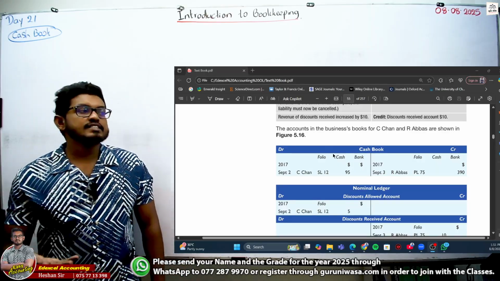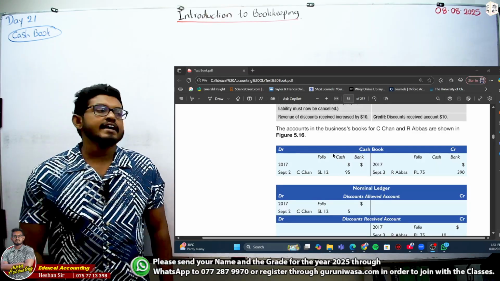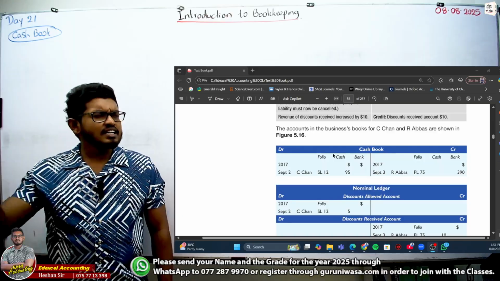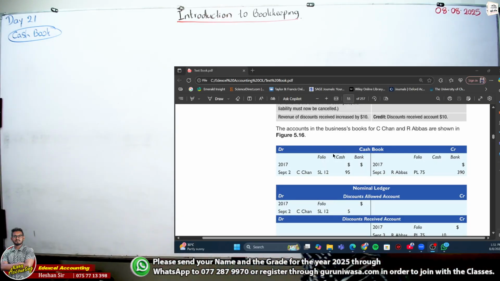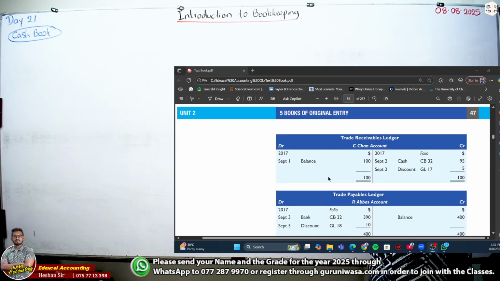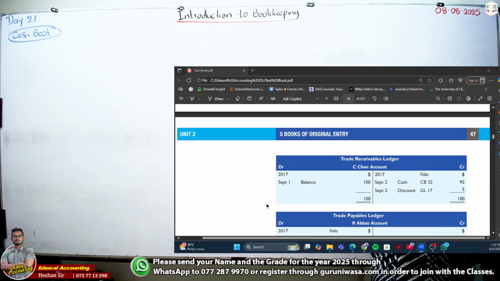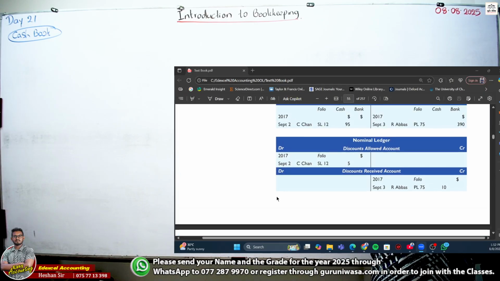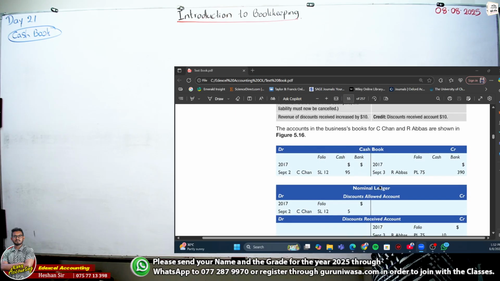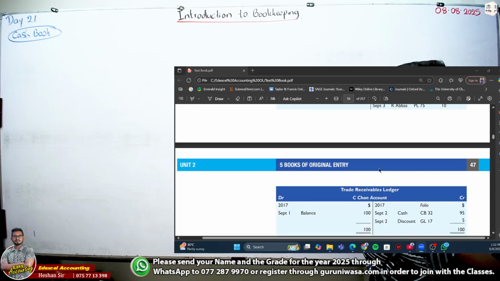If we receive cash, we debit the cash book. Only one account is credited in the ledger, the nominal ledger or the general ledger, or the trade receivable or payable ledger. Easy and clear? Send me a thumbs up. Since it performs the dual function, if you can't understand, let me know. So both entries are in here, either nominal or general ledger.